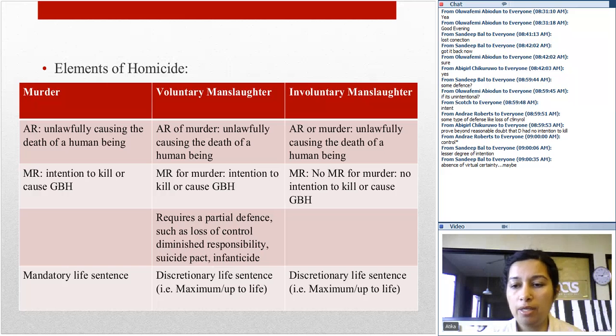Murder carries a mandatory life sentence. It's a mandatory life sentence, okay? In voluntary and involuntary manslaughter, it's a discretionary life sentence. The maximum sentence that can be awarded is up to life. That's the maximum, but it's always discretionary. You don't have to do it, okay?